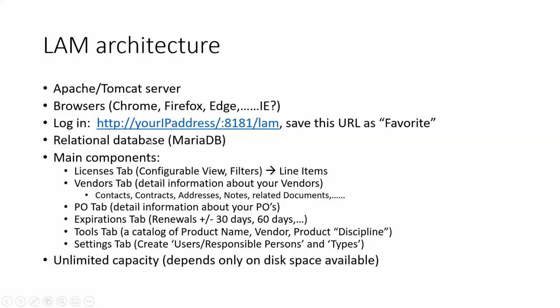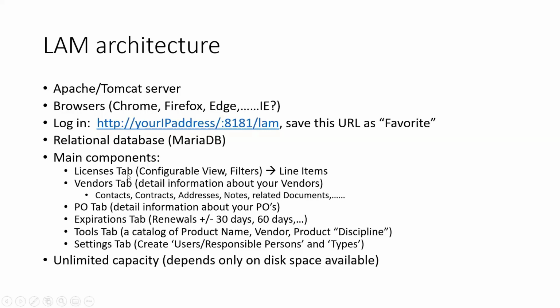Underneath LAM is a relational database. We use MariaDB. It's just like MySQL. And if you wanted to do scripting to harvest information out of the database, you can just use MySQL scripting to do that. The main components of LAM are these tabs: the Licenses tab, the Vendors tab, PO tab, Expirations tab, Tools tab, and Settings tab.